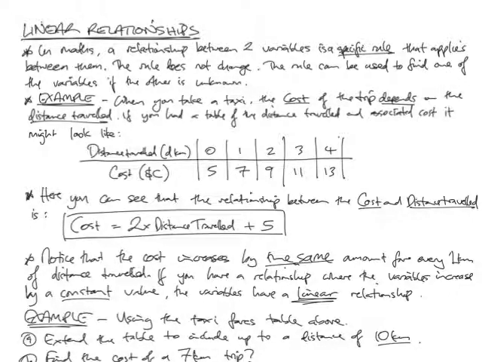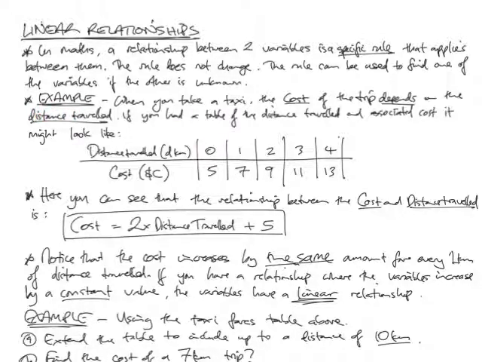So in maths, when you're talking about a relationship between two variables, a relationship is a specific rule that applies between those two variables. That rule never changes if they've got a relationship, and the rule can be used to find one of the variables if the other is unknown, and that's because the rule doesn't change.